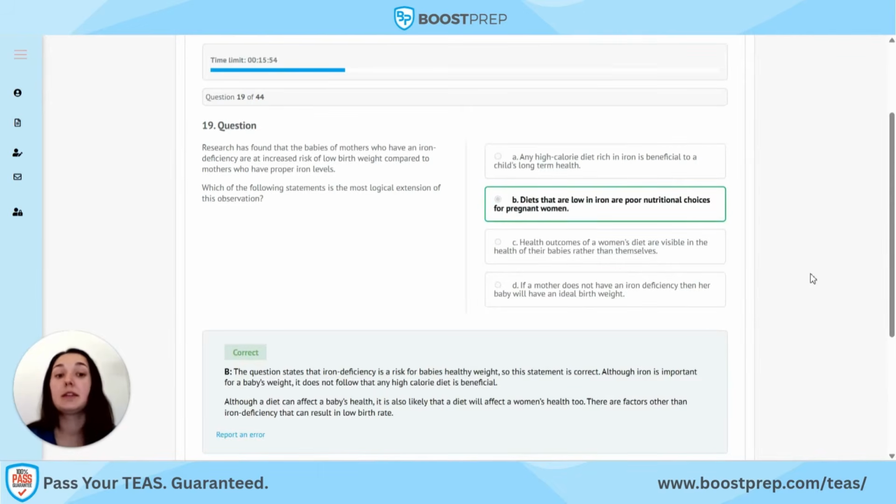The correct answer is B. Diets that are low in iron are poor nutritional choices for pregnant women, and that would be the most logical extension of the observation you read. The question states that iron deficiency is a risk for babies' healthy weight, so that would make this statement correct. Although iron is important for a baby's weight, it does not follow that any high-calorie diet is beneficial. And although a diet can affect a baby's health, it is also likely that a diet will affect a woman's health too. There are factors other than iron deficiency that can result in low birth weight. So that would make D incorrect.